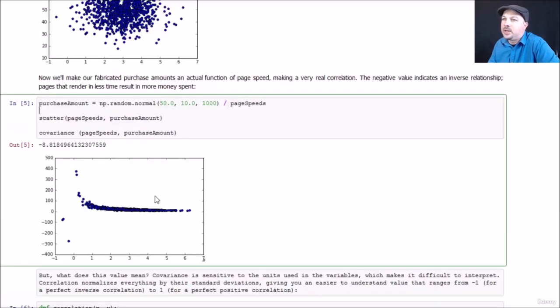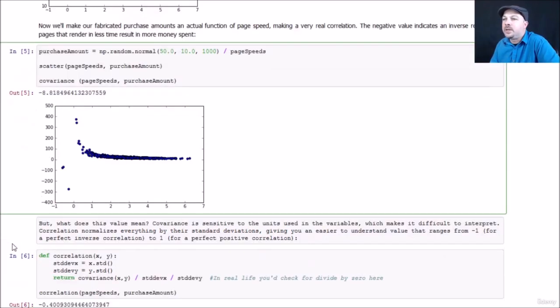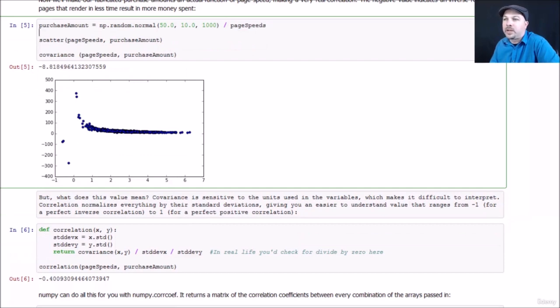But if we compute the covariance here, we end up with a much larger value, -8. And it's the magnitude of that number that matters. The sign, positive or negative, just implies a positive or negative correlation. But that value of 8 says, hey, that's a much higher value than 0, so there's something going on there. But again, it's hard to interpret what 8 actually means, so that's where the correlation comes in, where we normalize everything by the standard deviations.